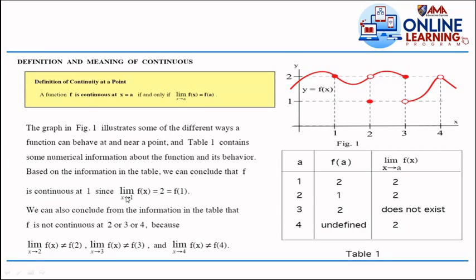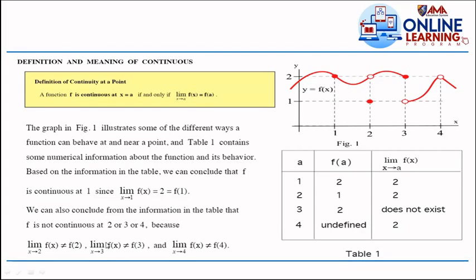Okay? So sabi dito, itong x natin is equal to 1 is a continuous function. Tapos sabi dito, we can also conclude from the information in the table that f is not continuous at a is equal to 2 or 3 or 4 because the limit of the function of x as x approaches 2 is not equal to the function of 2. Okay? For a is equal to 2.